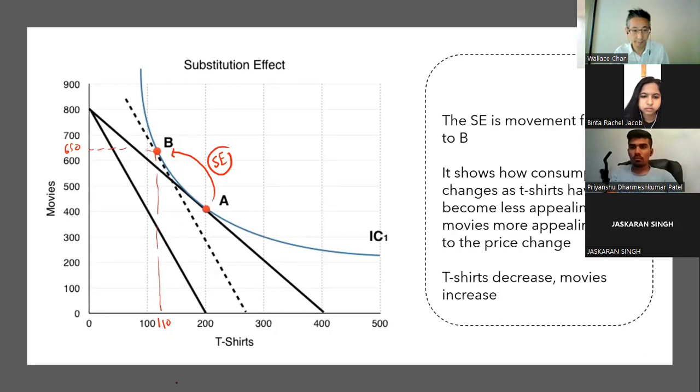Your utility has stayed at your old level. The way you do it is you basically say, I'm going to give the consumer some money so they can stay on their old indifference curve, but t-shirts are too expensive. I'm only going to buy 110 t-shirts, but movies look cheaper to me now, and I'm going to increase my consumption of movies from 400 to 650. This is called the substitution effect.